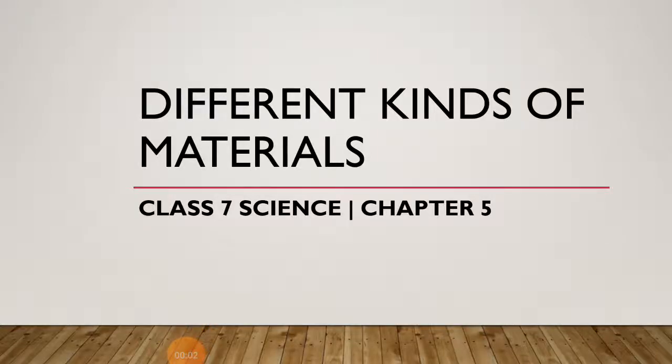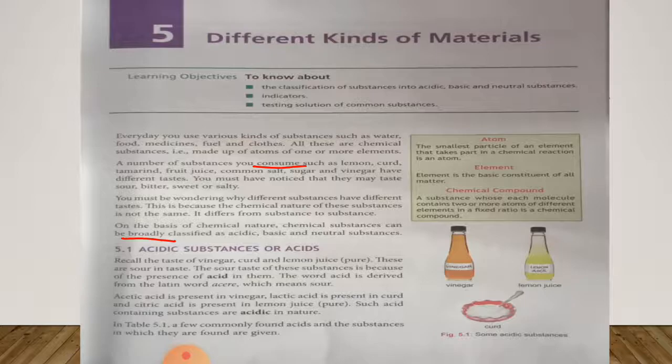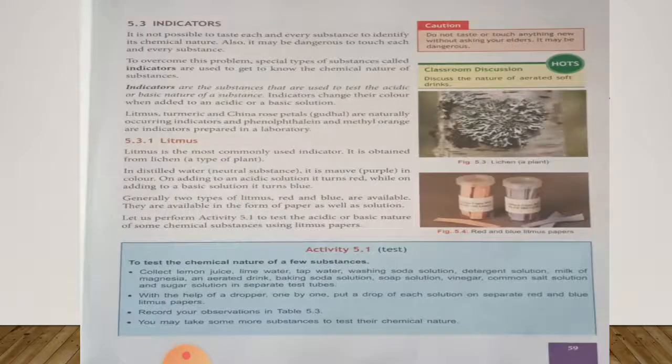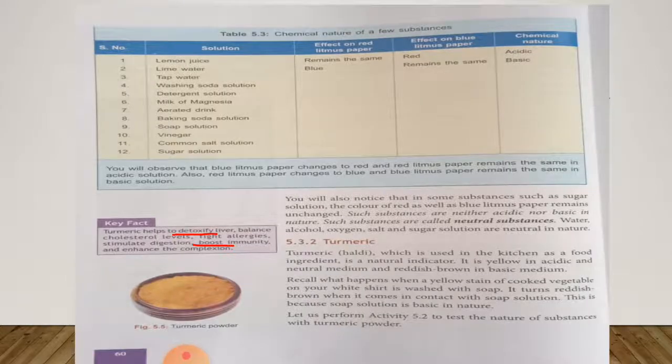Good morning, class 7th. We were reading chapter 5, different kinds of materials. In this chapter, we have seen acidic substances or acids, basic substances or bases. We have learnt about indicator, in which we have seen litmus. And now in this class, we are going to learn about turmeric.